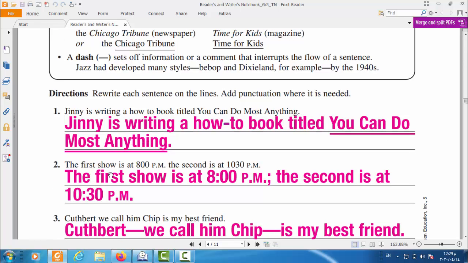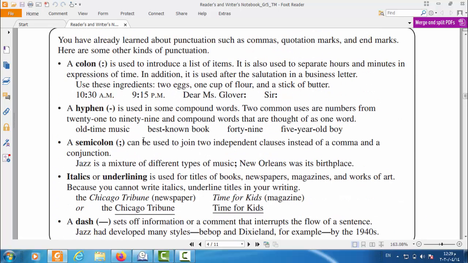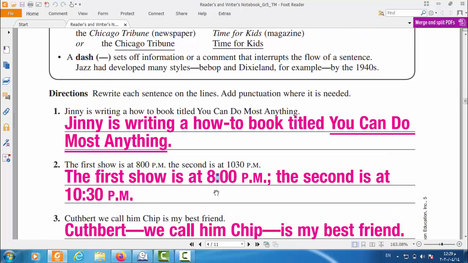Number 2, the first show is at 8 p.m. The second is at 10:30 p.m. Oh, something is missing in here. So let's go. It will be the first show is at 8. Yes, what you put in here, that two points, I told you before, they are colon. Colon, the first one in here, they are colon. Okay? So this is a colon. Why did you put a colon here?